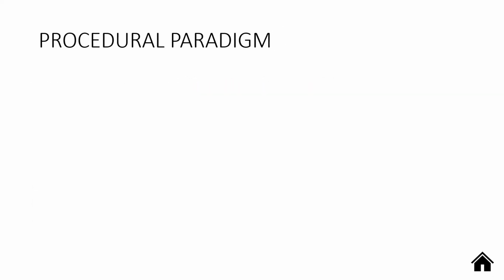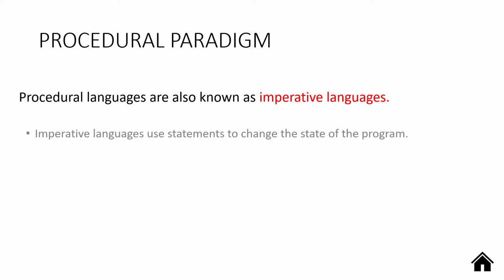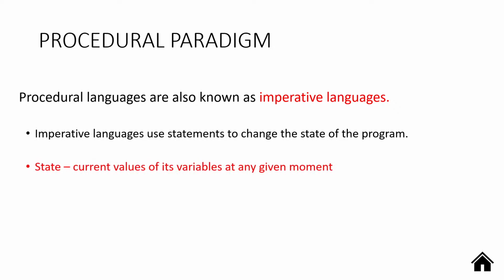Now your procedural paradigm also gets referred to as an imperative language. So if you're in the industry, you might refer to it as an imperative language. And they use statements to change the state of a program. So different statements that you write will change what direction you go, change the state of variables, etc. And that can change throughout the life of the program at any time.